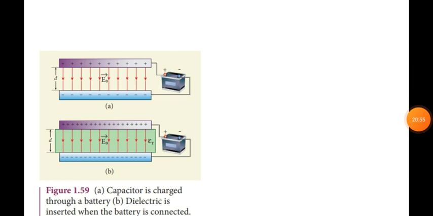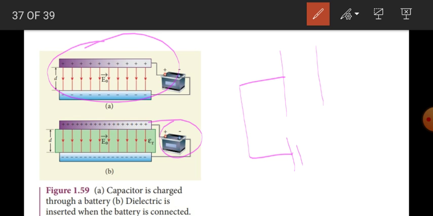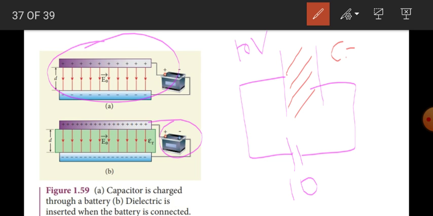Now this is the second condition. I am going to charge the capacitor, but I will not disconnect the battery. I mean, the battery will be connected. Suppose that I charge the capacitor using a 10-volt battery. It is fully charged, 10 volt. Then I will not disconnect the battery, but I will introduce one dielectric here. In that case, what will happen? One thing we are sure about, capacitance will increase K times. Capacitance will always increase if you insert a dielectric.